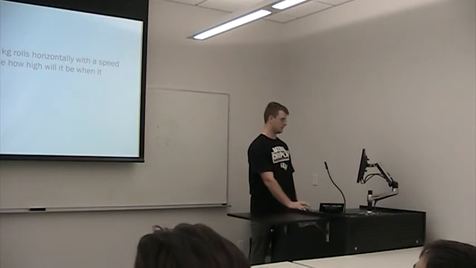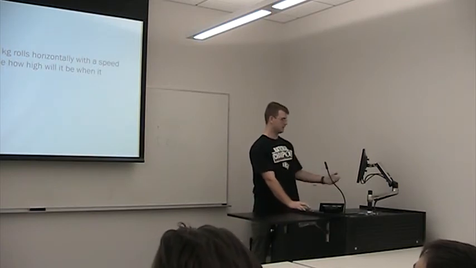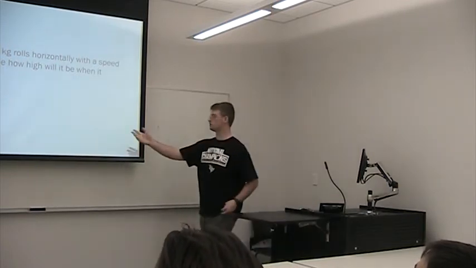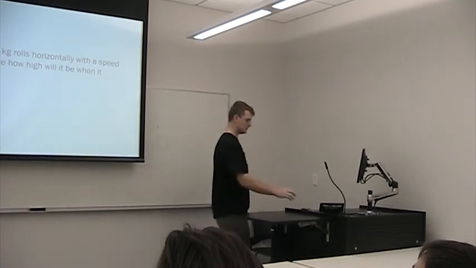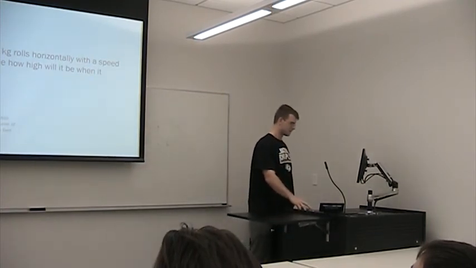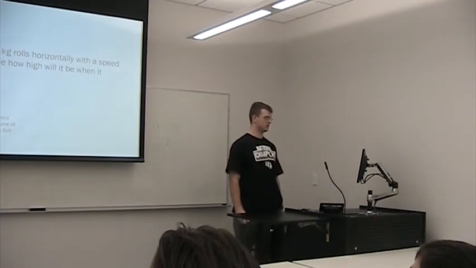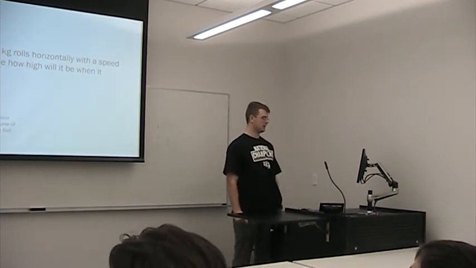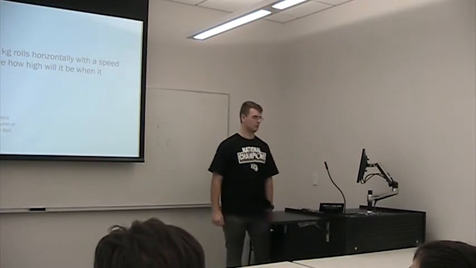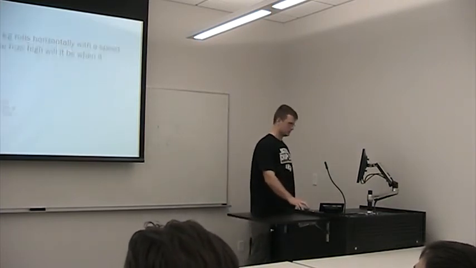So, little example to reiterate. This is my Q control volume that I made in Excel. So the problem is saying a steel ball weighing 5 kilograms rolls horizontally with the speed of 10 meters per second. If on an incline, how high will it be when it comes to rest?